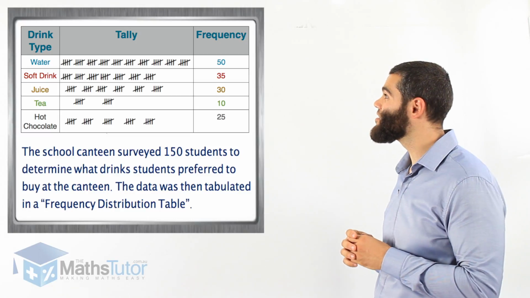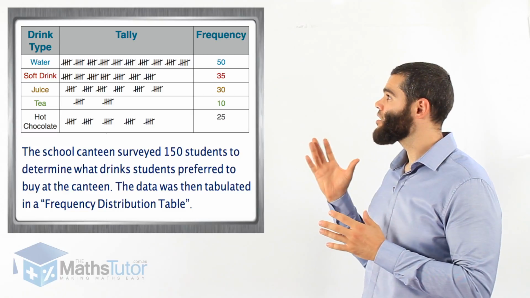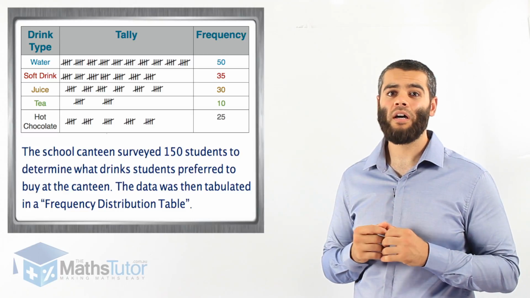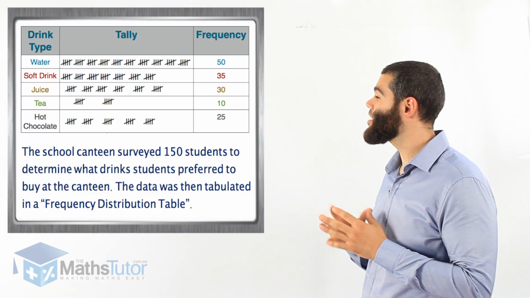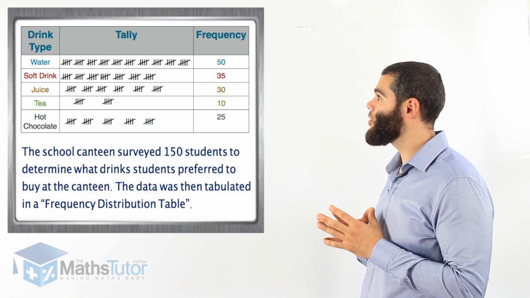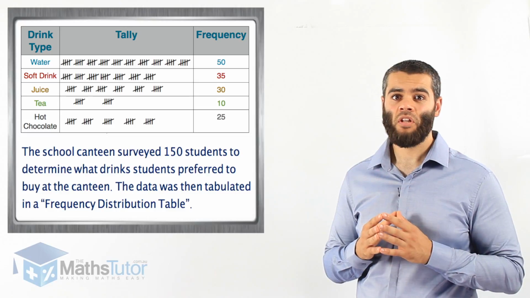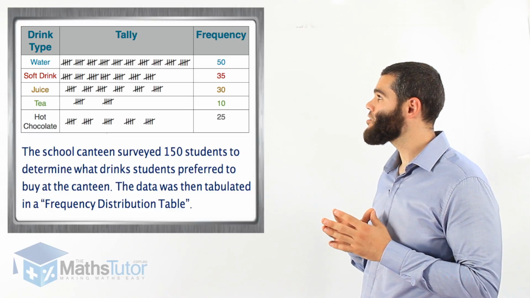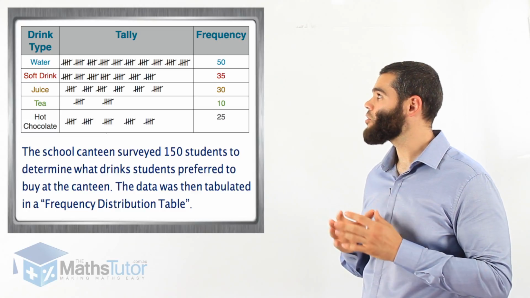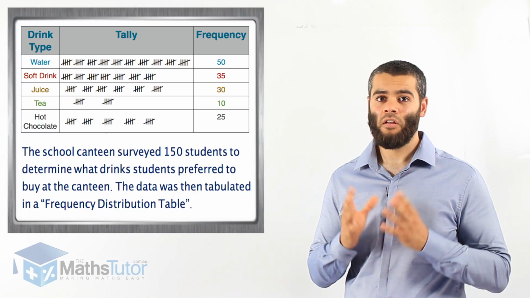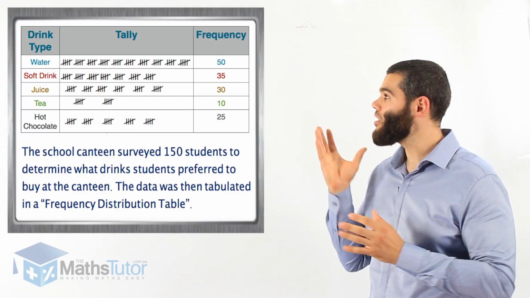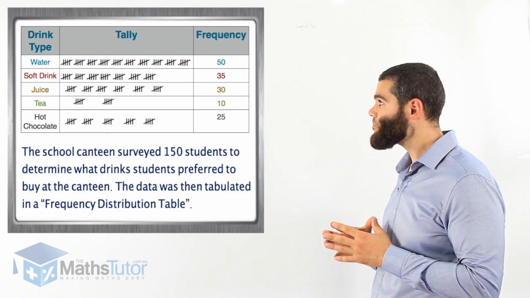So here we can see in the table format that water is in demand, and bottled water is going to be sold at the canteen because students prefer it over other drinks. And then you see that soft drink is also popular, tea is not much, juice is moderate, and hot chocolate is not much as well. So now the canteen staff can start analyzing the data based on the information they have.